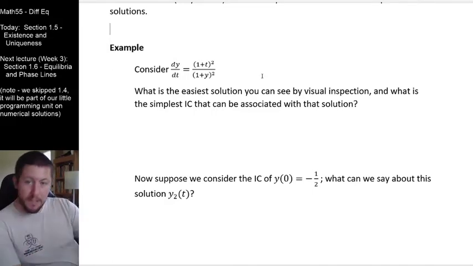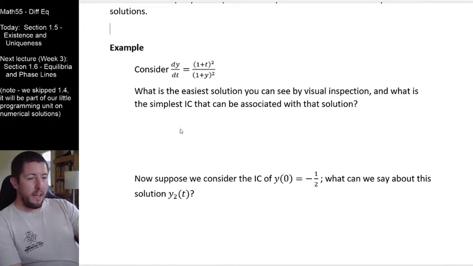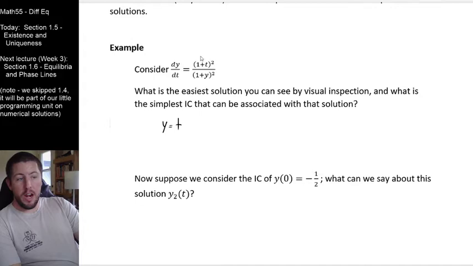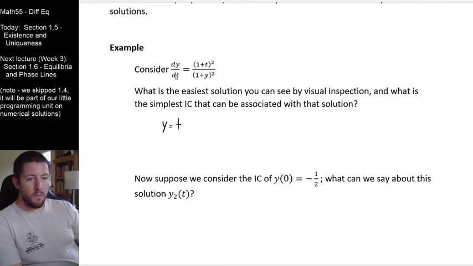Now that you've unpaused your video, I'm going to look at this guy and say to myself, man, this numerator and denominator look very closely related to each other. Notice that if y is equal to t, hold on, let me get back in the consistent coloration here. If y is equal to t, then I'm just going to get 1 on the right-hand side, and the derivative of t is also 1.